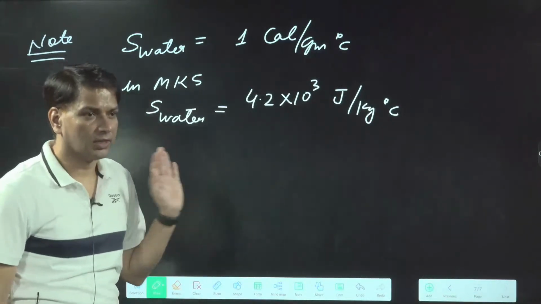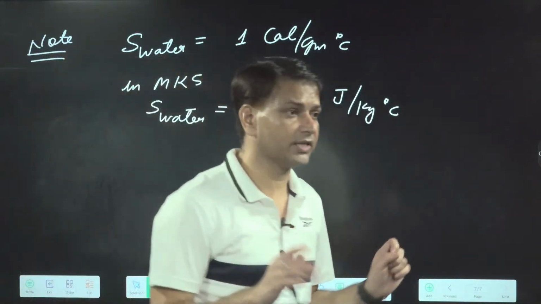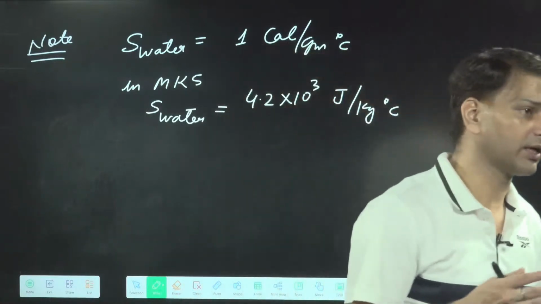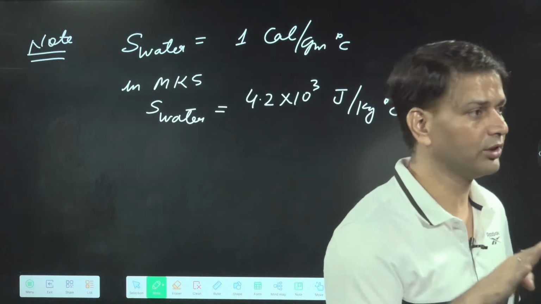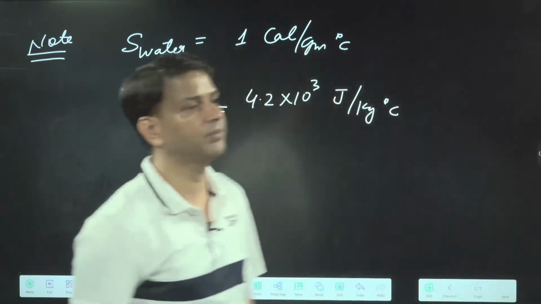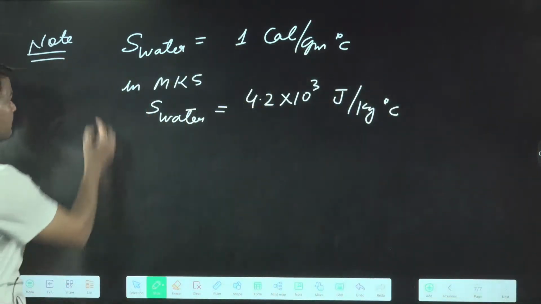Everybody got it or not? So when we are calculating heat exchange given in joules and masses given in kg, we have to take the specific heat of water as 4.2 into 10 to the power 3 joule per kg per degree C.